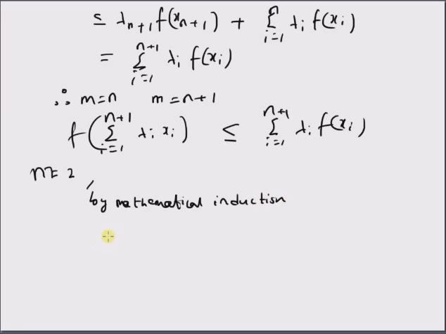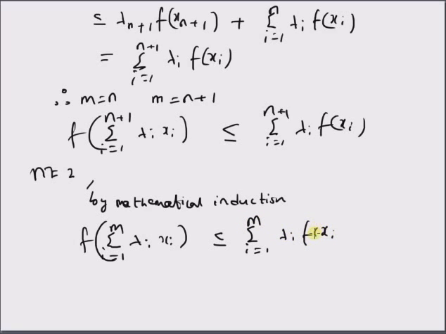we can say that Jensen's inequality holds: the function of the summation i equal to 1 to m lambda i xi is less than or equal to the summation i equal to 1 to m lambda i f of xi, given that the summation of lambda i is equal to 1.